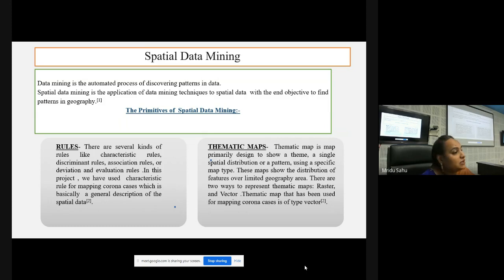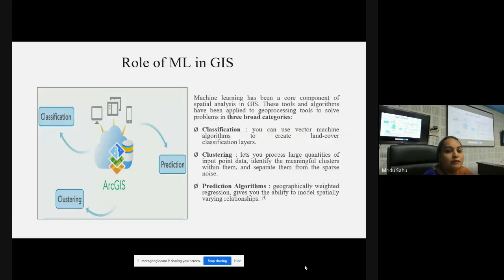So thematic maps were already discussed in the previous lectures. The thematic map is a map primarily designed to show the theme, a spatial distribution of a pattern using a specific map type, and these maps show the distribution of features over a limited geographical area. So mining students, civil students, applied geology students, they are using the thematic map.